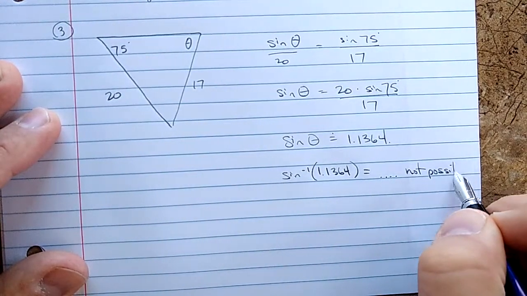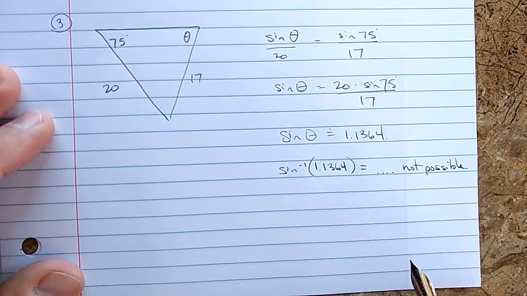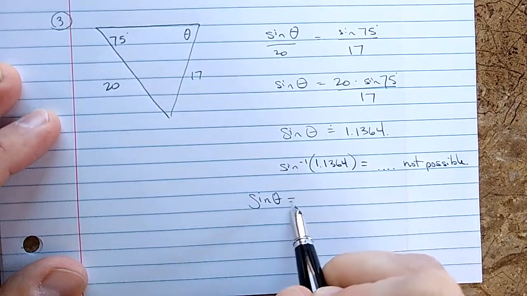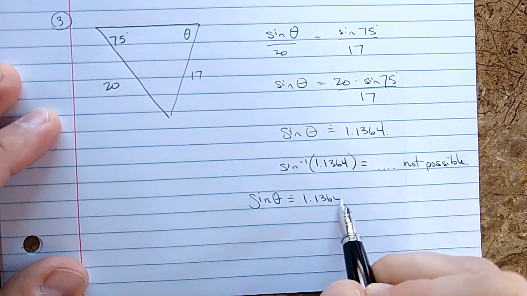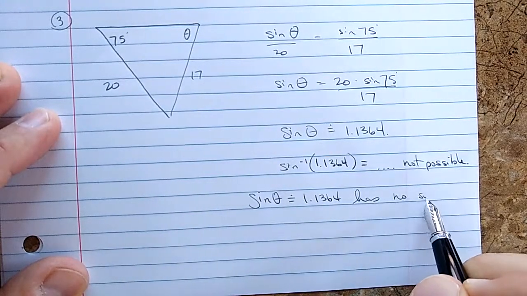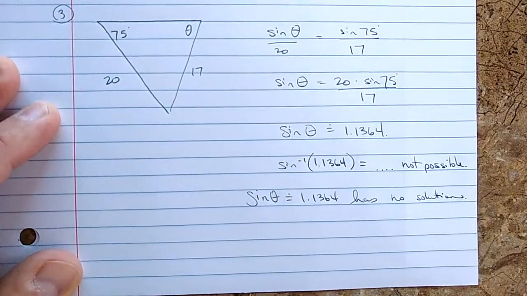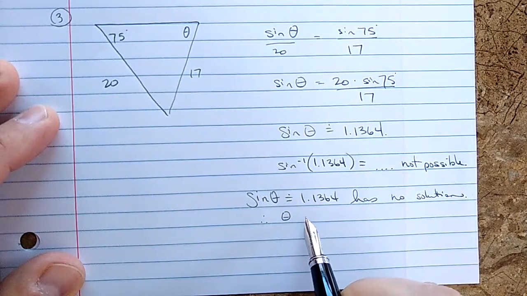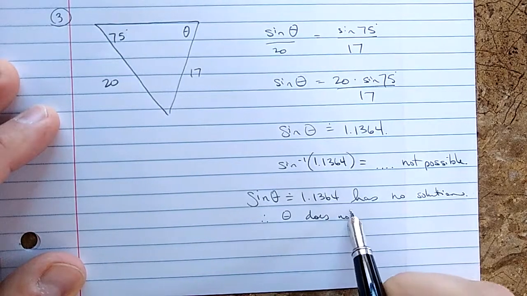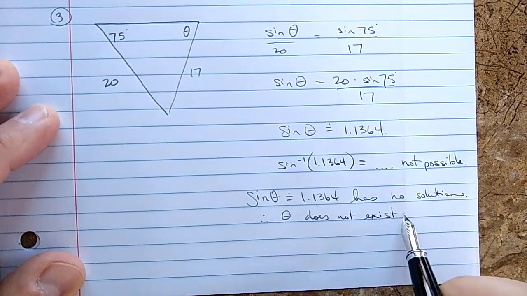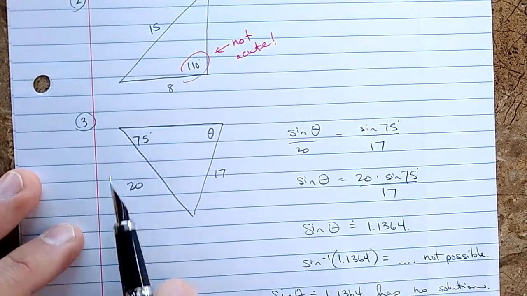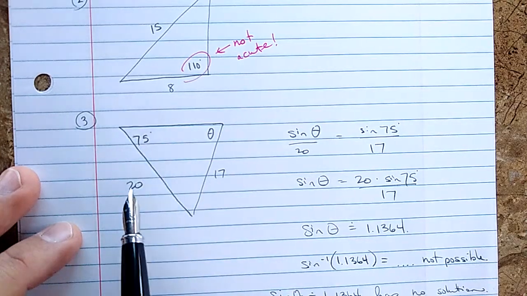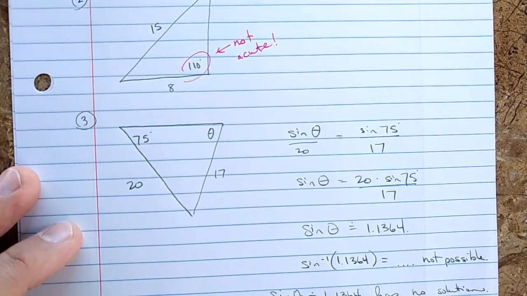So that is not possible. Now, our technical way to say this is that sine theta equals this has no solution. And what we can say as a result is, therefore, theta does not exist. That means essentially that this triangle, a triangle with these given measurements, is not possible. There is no triangle with 75 degrees, 17, and 20 like that. It doesn't exist. It just can't fit.